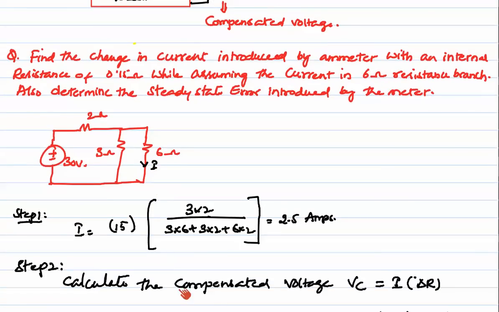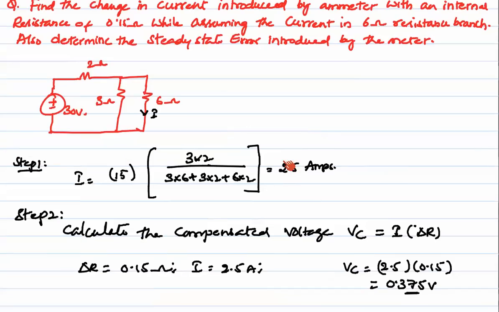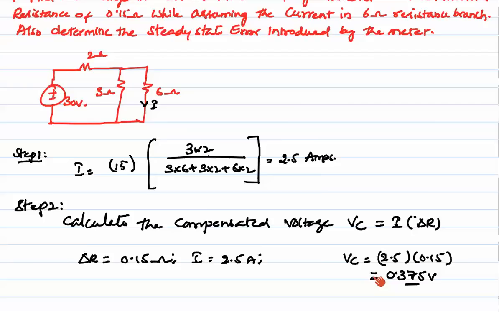So the next step is to calculate the compensated voltage. VC is nothing but I into delta R. So I is 2.5, delta R is 0.15. Okay, so with 0.15 we will get this value. So VC is nothing but 0.735 volts.